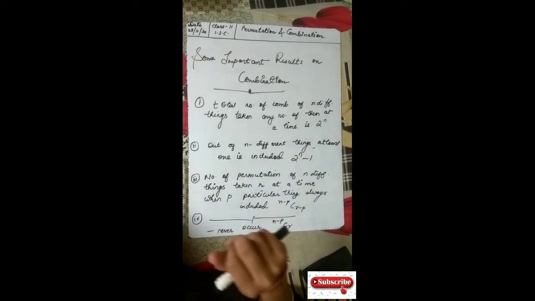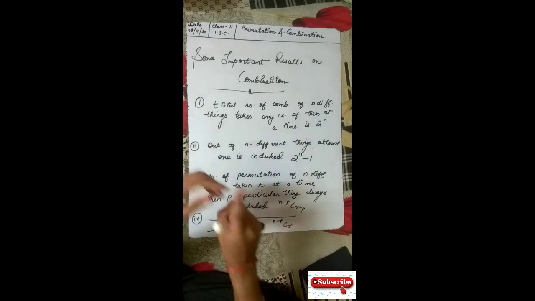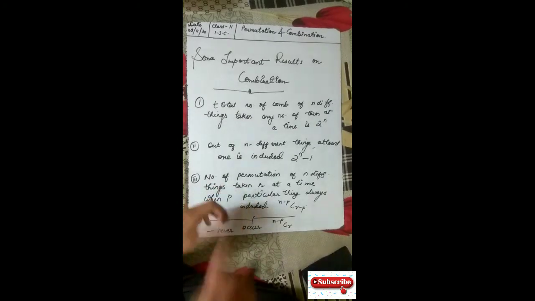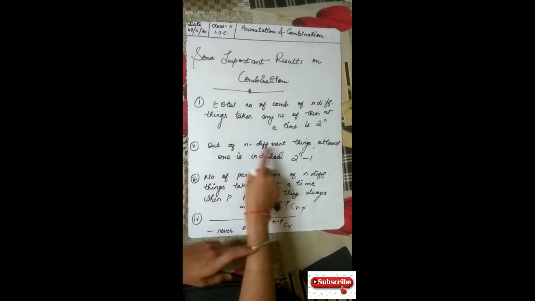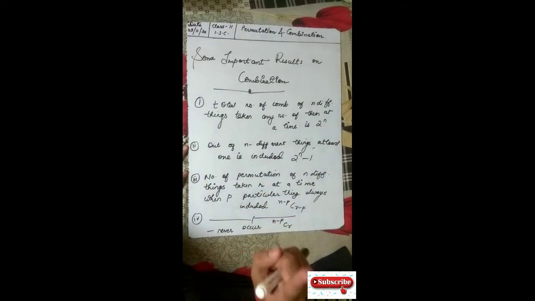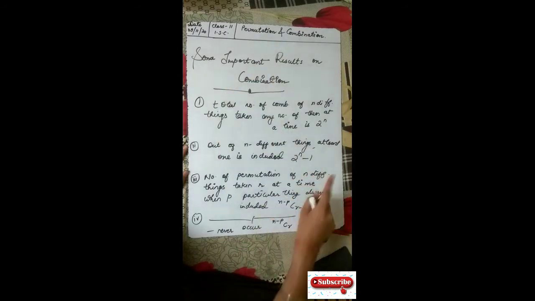Now if I make one condition that at least one is included, it is not like he'll not invite any of the friends. Because in 2 to the power 4 there is one way, and that one way is like he will not invite any of them. So that is what the second point says, that out of n different things at least one is included. He wants to call at least one friend. So 2 to the power n minus 1, we will subtract that particular way, minus 1.